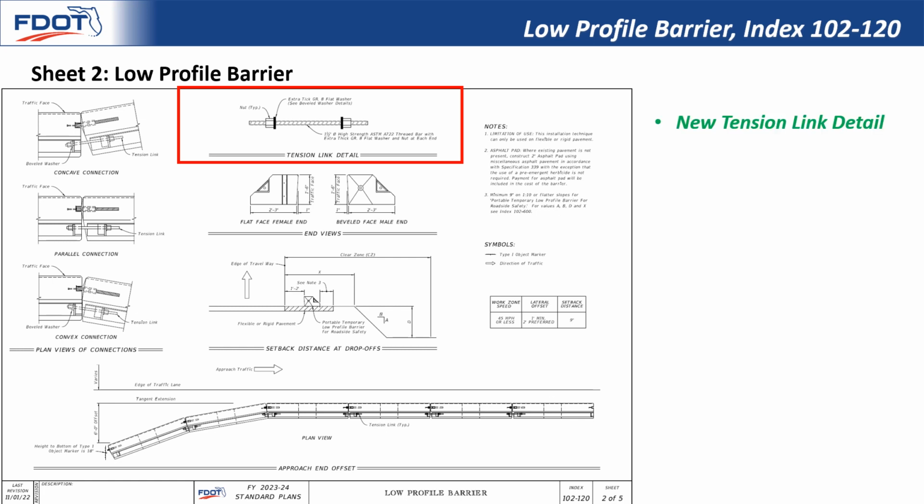Here on the low profile barrier index 102-120, we had issues and discrepancies with the type of bolt used regarding the tension links in the districts. This led us to add the new tension link detail here on sheet 2.